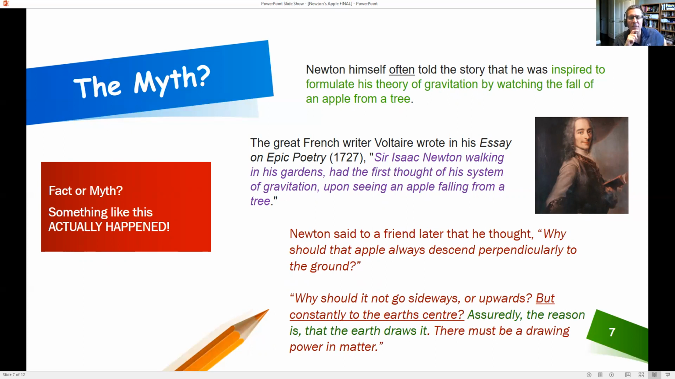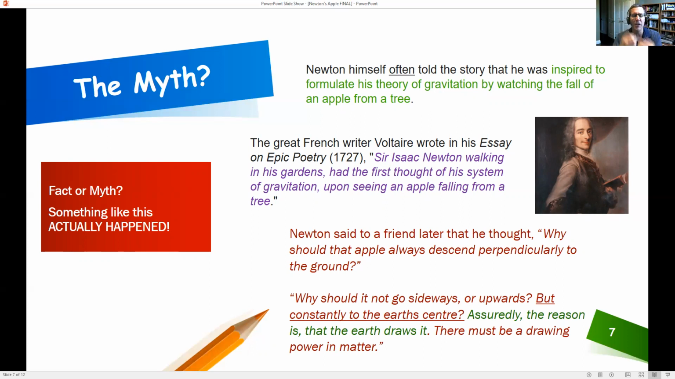Why should that apple always descend perpendicularly to the ground? He wondered. Why should it not go sideways or upwards, but constantly to the Earth's center, which is what the ground is? He reached a conclusion. Assuredly, the reason is that the Earth draws it. There must be a drawing power in matter.